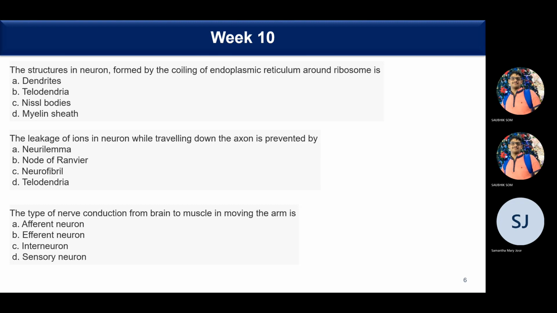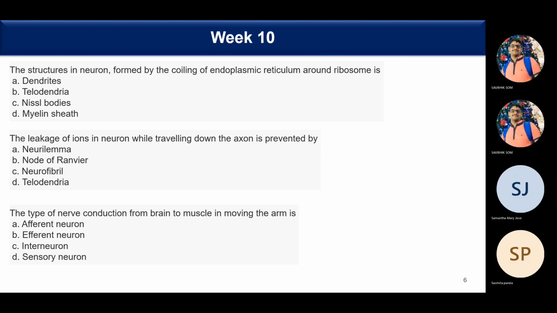The leakage of ions in a neuron while traveling down the axon is prevented by neurolemma, nodes of Ranvier, neurofibril, or telodendria. The correct answer is the neurolemma. The type of nerve conduction from brain to muscle moving in the arm is afferent, efferent, or other. It is the efferent neuron.